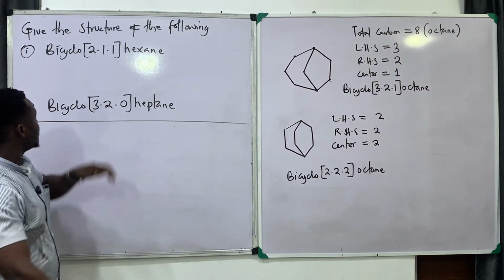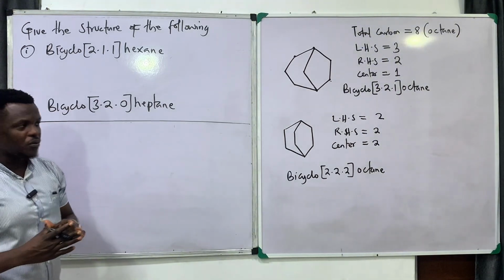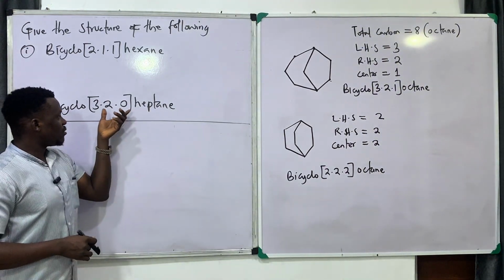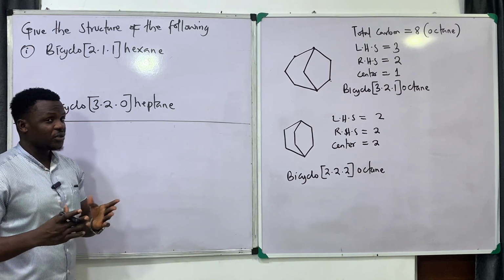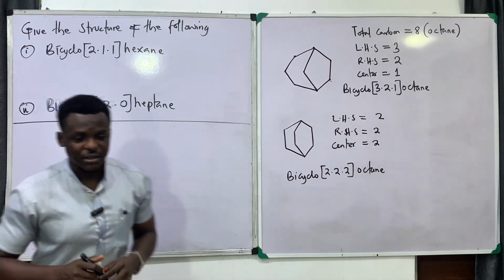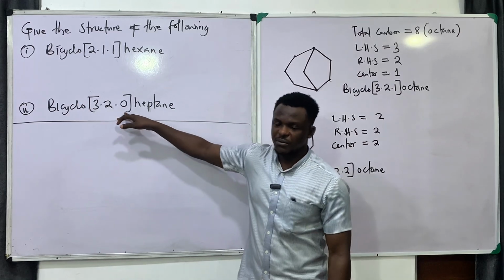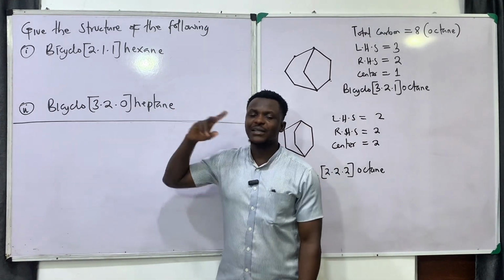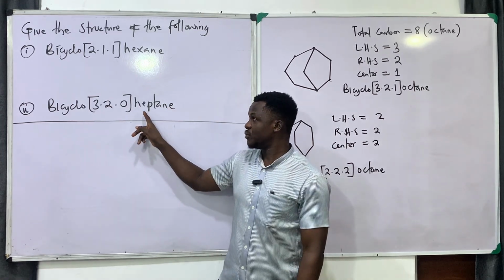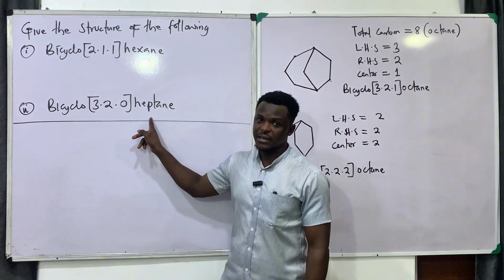Now, a case where they said bicyclo. Now, let me give us a clue, class. If you really want to know if your structure is correct or the name of the compound you're going to give to them is correct, just listen to this. You see these numbers inside the square brackets? Now, when you add it up and add 2 to it, it's supposed to give you the total number of carbons present here.